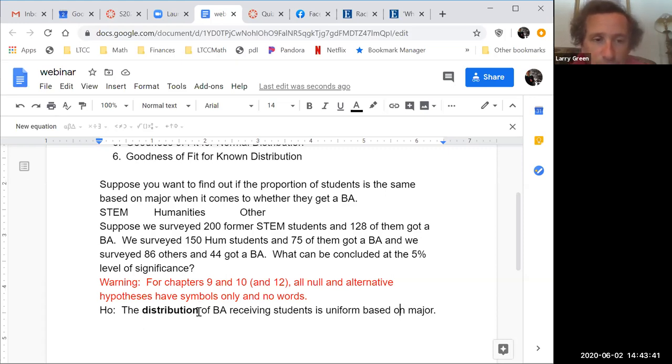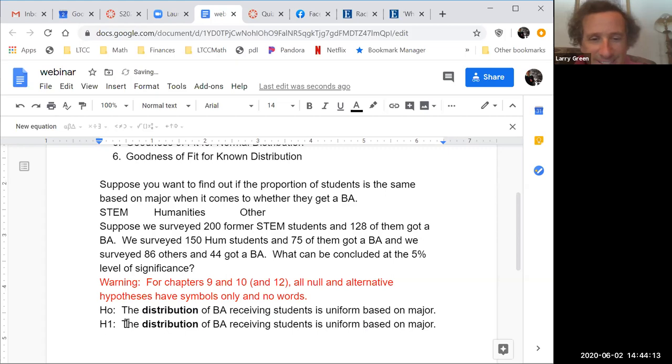And note this word distribution. When you're doing this kind of hypothesis test, you have to have that word in H naught. H1, I'll tell you, if you're typing it out, it's really easy. Any guess on the difference between H naught and H1? Very small difference, very important small difference.